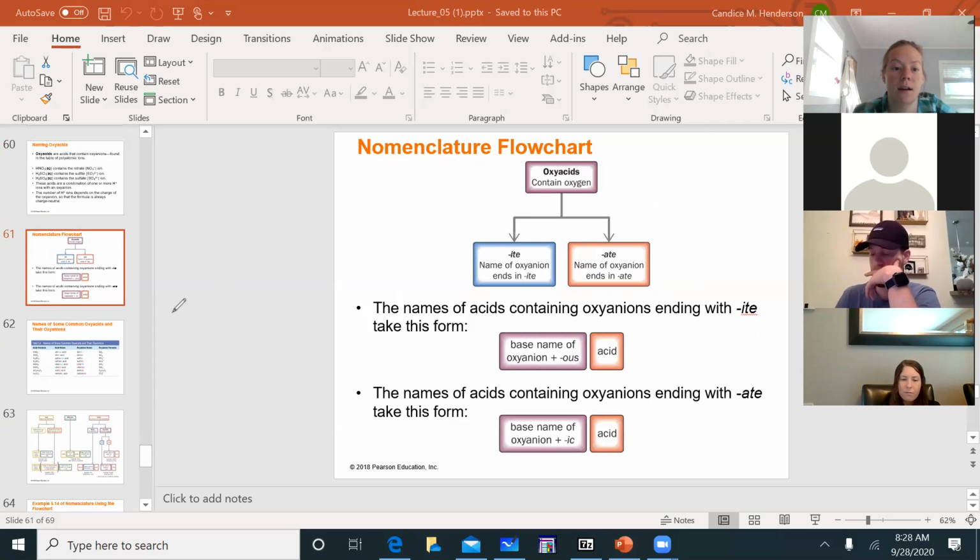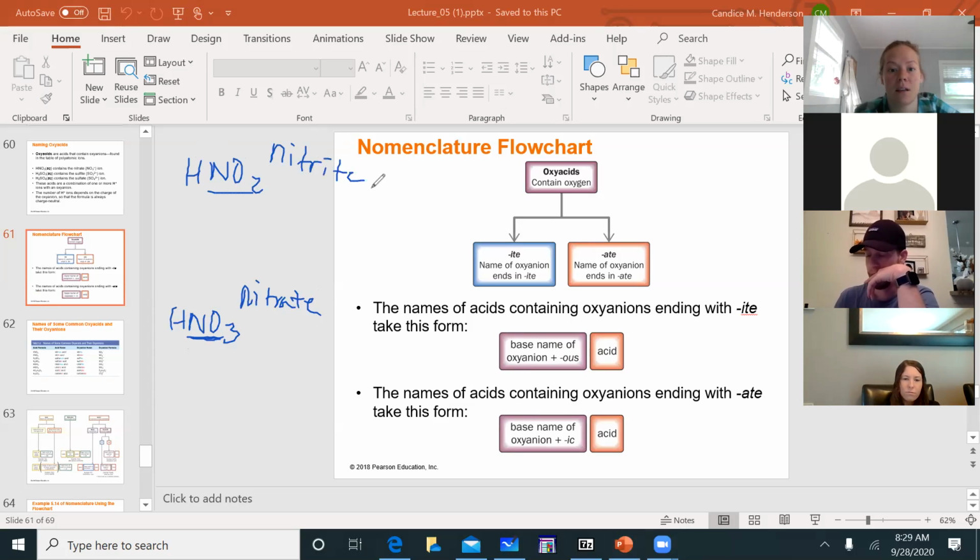So if I have this thing here, HNO3, I don't say hydro because it's got a polyatomic ion. I look at this polyatomic ion. Sorry, I didn't get to the second one here. Let's do HNO2 first. This thing is nitrite. Okay, so ites become ous. So this would be nitrous acid.